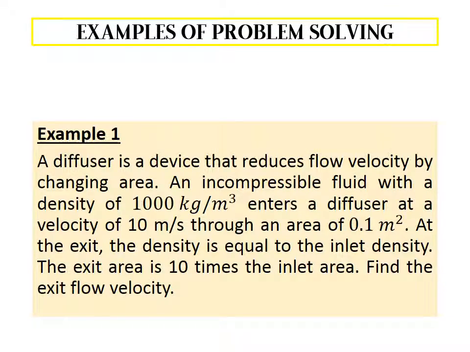In this example, we will apply the conservation of mass principle to a diffuser operating at steady state. A diffuser is a device that reduces flow velocity by changing area. An incompressible fluid with a density of 1000 kg per meter cubed enters a diffuser at a velocity of 10 meters per second through an area of 0.1 meter squared. At the exit, the density is equal to the inlet density. The exit area is 10 times the inlet area. Find the exit flow velocity.